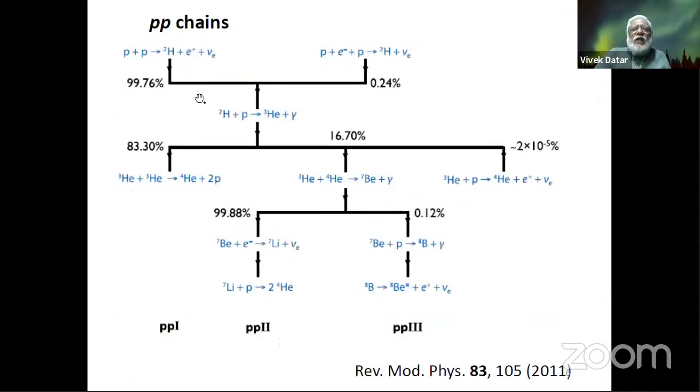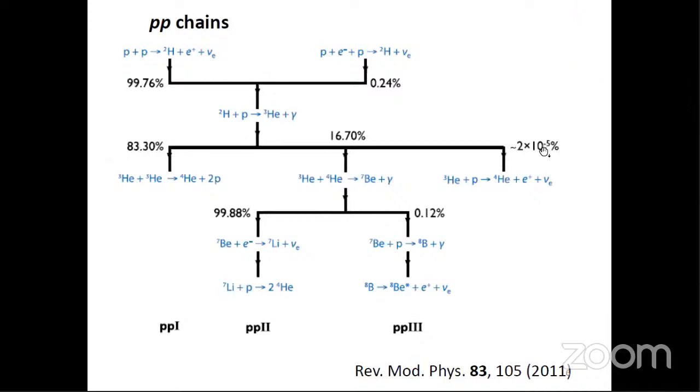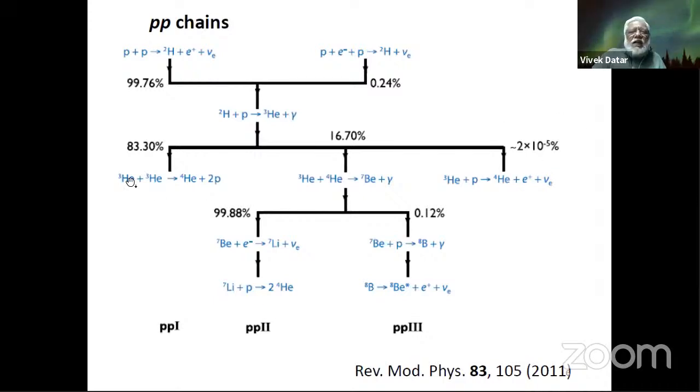This is again shown here, in a slightly different way. So you have this chain with 99.76%, but once you get here, then there are two branches, or actually three, but this is a very tiny branch, as I said. This is 83% and then 16.7%. One part going to helium-3, and the other helium-3 plus helium-4, which goes to beryllium-7 gamma here, or charged particles. Then you have this fraction of the reaction chain going into beryllium-7 electron capture, and a much smaller fraction going into proton capture, which produces boron-8.